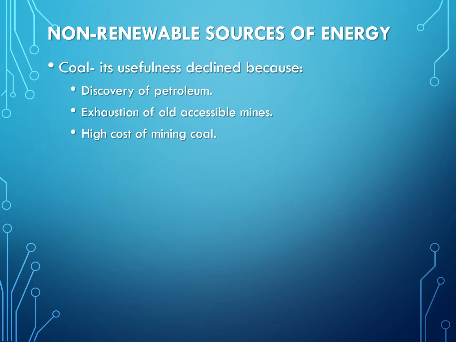Now, the usefulness of coal. Coal was used as the main source of energy, especially after the discovery in the 1900s. During that time when we had the Industrial Revolution, coal was running the economies of the world. But with time, the usefulness of coal has declined for three good reasons. One is the discovery of petroleum later. When petroleum was discovered, it became more efficient than coal, and therefore it became a kind of competition for coal. And because it was more efficient, the usefulness of coal declined.